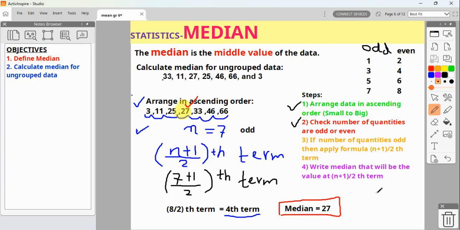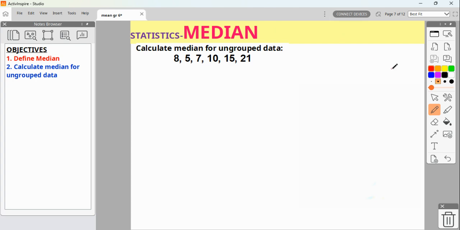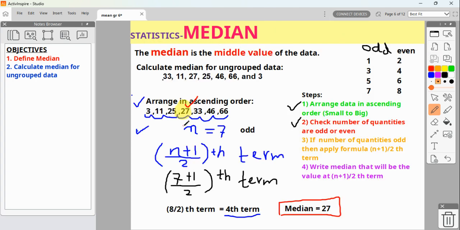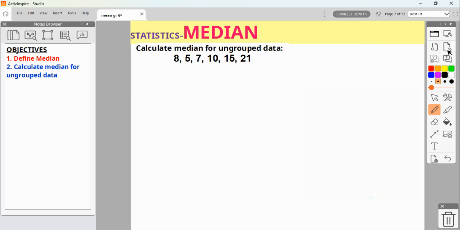So let's move ahead. Here we have calculated the median when the number of quantities is odd, like there were 7 quantities, so an odd number of quantities. But sometimes we have to calculate the median for ungrouped data when quantities are even.